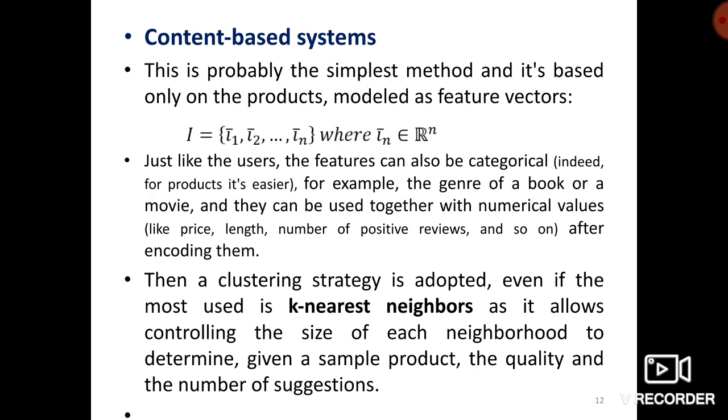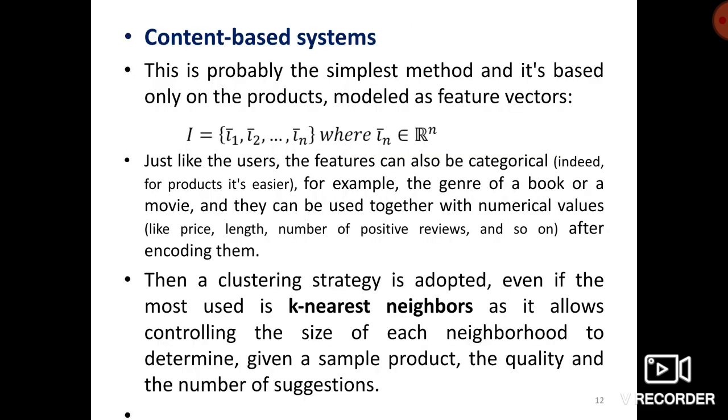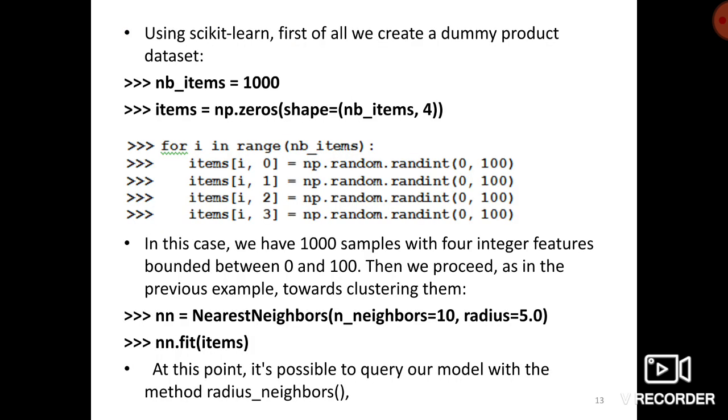With respect to this, after encoding them, a clustering strategy is adopted, most often k nearest neighbors, which allows controlling the size of each neighborhood to determine the given sample product and the number of suggestions. Now let's see how to implement this concept of a content based system using the Scikit-learn library. Suppose we again have 1000 users, and we have a dummy data set of different items. If you observe, we have four different kinds of items. In the previous example we saw the number of users with respect to the product. Here we will see the number of items with respect to the users.